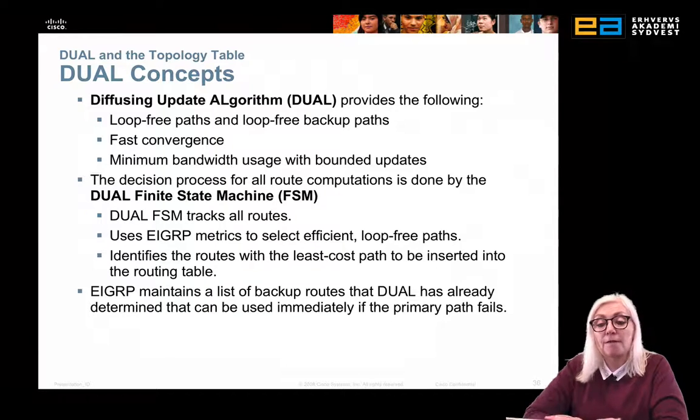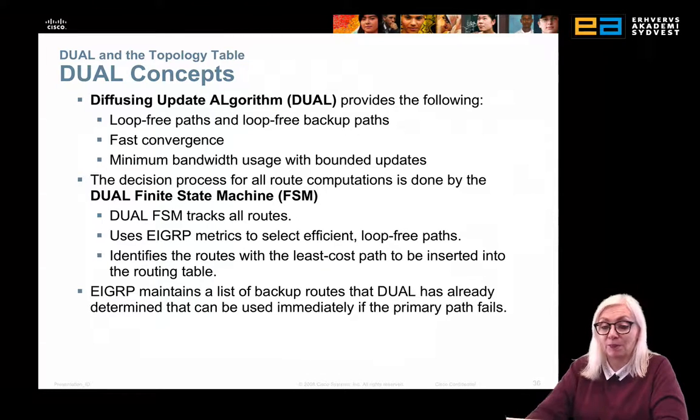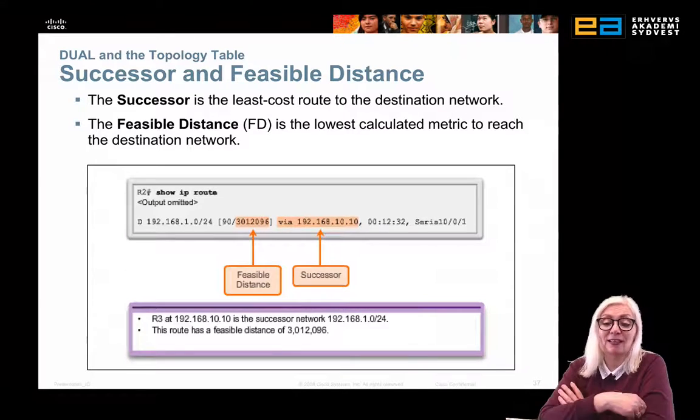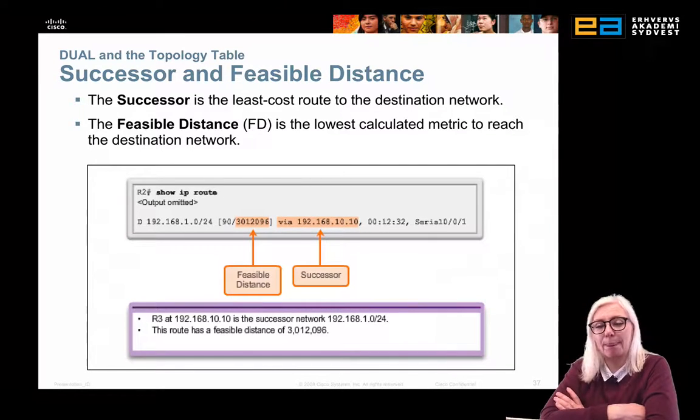So the DUAL finite state machine, FSM, keeps track of all the routes. And we will look into that, because there are also some other things that we need to know. For instance, there is something called a successor. That is actually the via address. This is which route, which way will I go when I want to go to a network. And that is the fastest one.